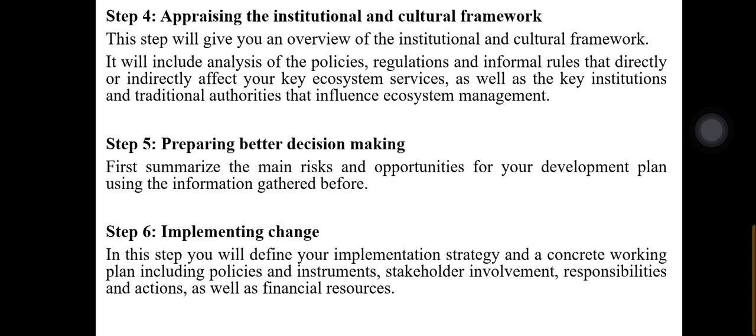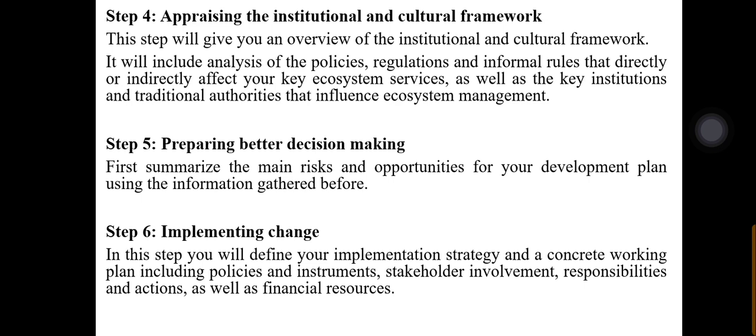So this step will help you to define your implementation strategy and concrete working plan, including policy instruments, stakeholders involved in that development plan, and then responsibility and action, as well as the financial resources. Of course, when you talk about development planning, it's going to cost you, so you have to also check how much it is going to cost and how much time it is going to take in order to be able to carry out this plan that I have.